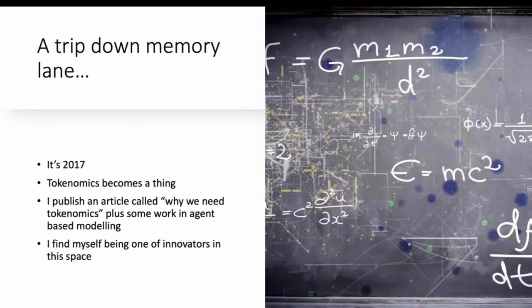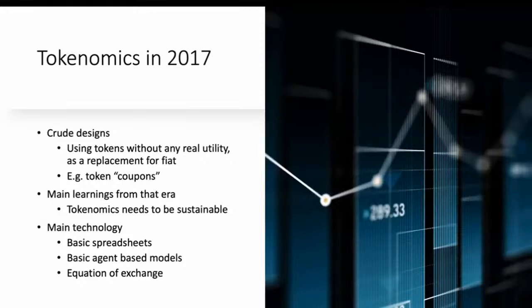And I found this area very interesting, and I published an article called Why We Need Tokenomics, and I also did some work in agent-based modeling at that time. So I found myself being one of the innovators in this space. There was a point where this article was ranked #1 in Google for the keyword tokenomics, and I just found myself starting off by doing research and eventually getting dragged into this space in a commercial capacity. And so now a large part of my work is actually in this area, which I very much enjoy.